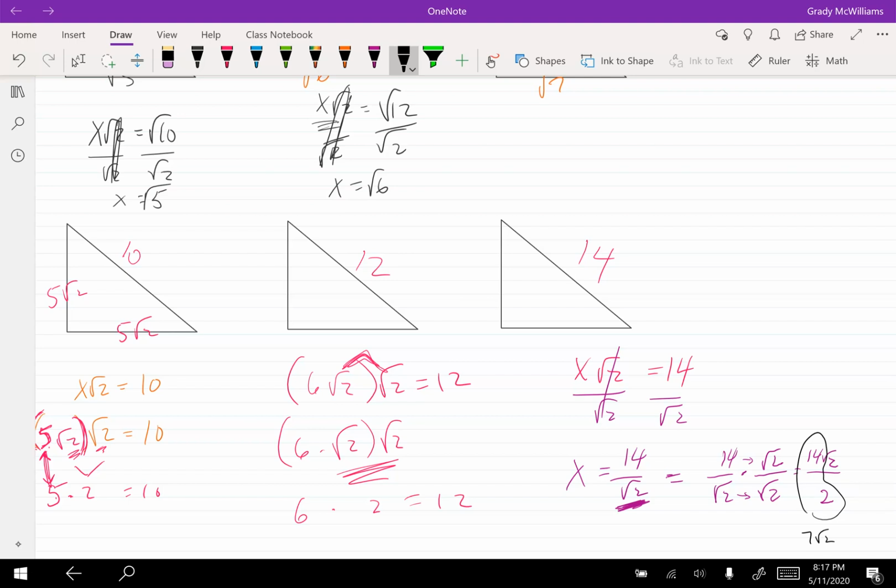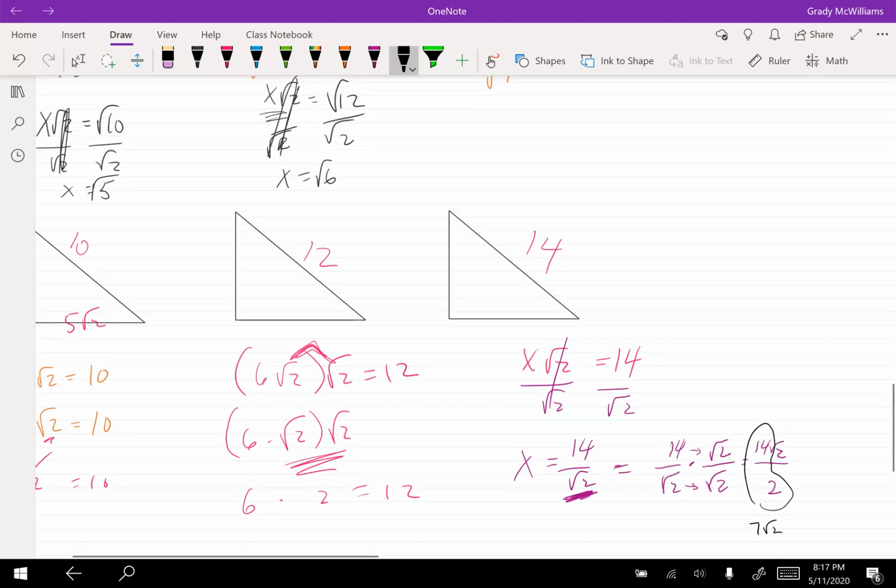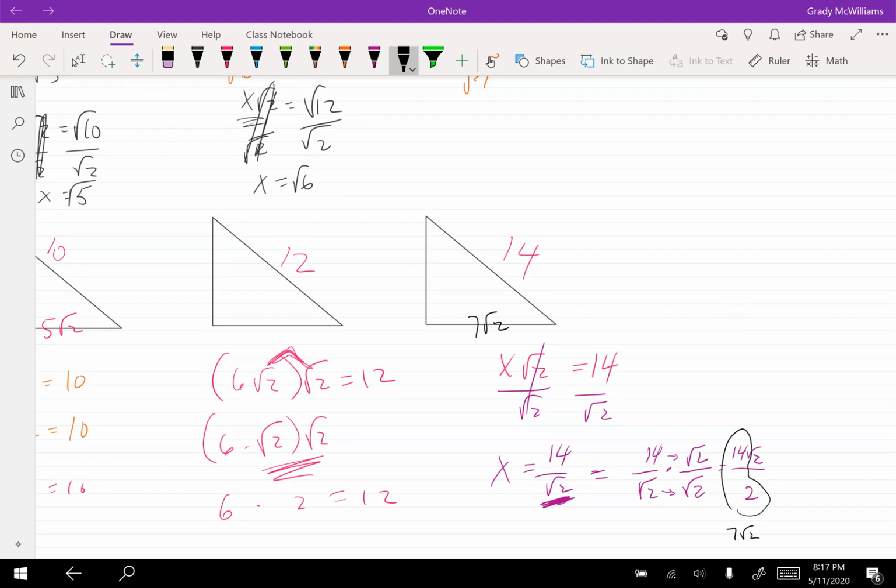Now to me this seems like a much longer, complicated way, but I know that some teachers teach this and some students like that step-by-step method. 7 square root of 2. And so if you took this leg times the square root of 2, then you would get 14. So 7 square root of 2 times square root of 2, that's the leg, and you get 14. Okay, that's a regular 2. But for me, that seems like a lot of work. But hey, you do whatever floats your boat.